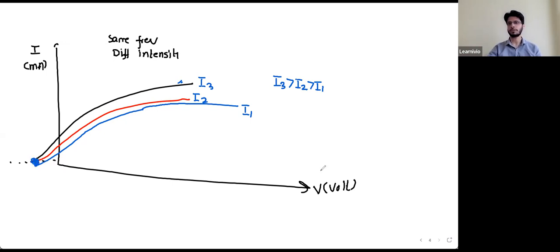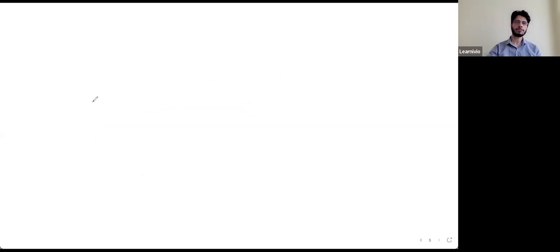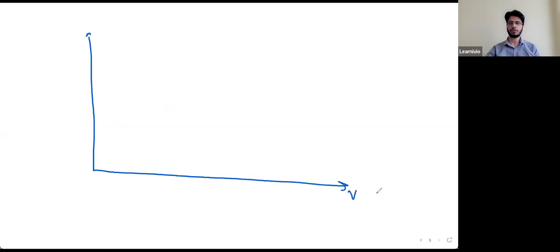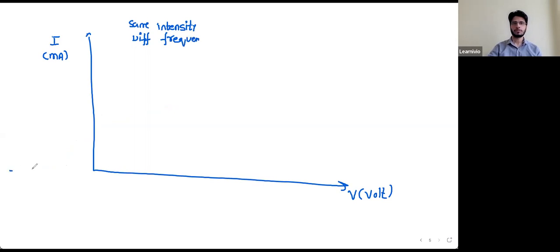But saturation current is different. If I ask you to draw the same graph, this is potential in volt, current in milliampere, but now the condition is same intensity and different frequency. Same intensity means saturation current will be same. Different frequency means stopping potential will be different. So this is the graph for the first frequency.